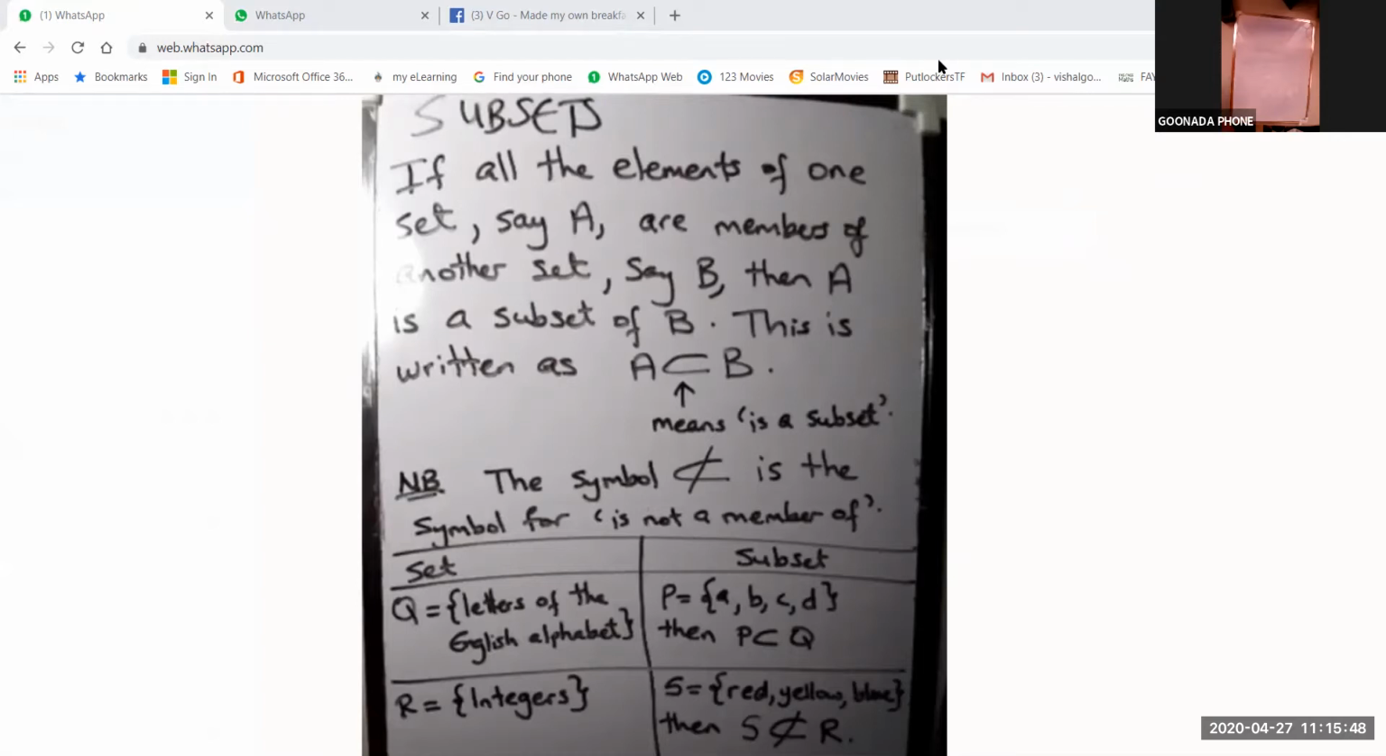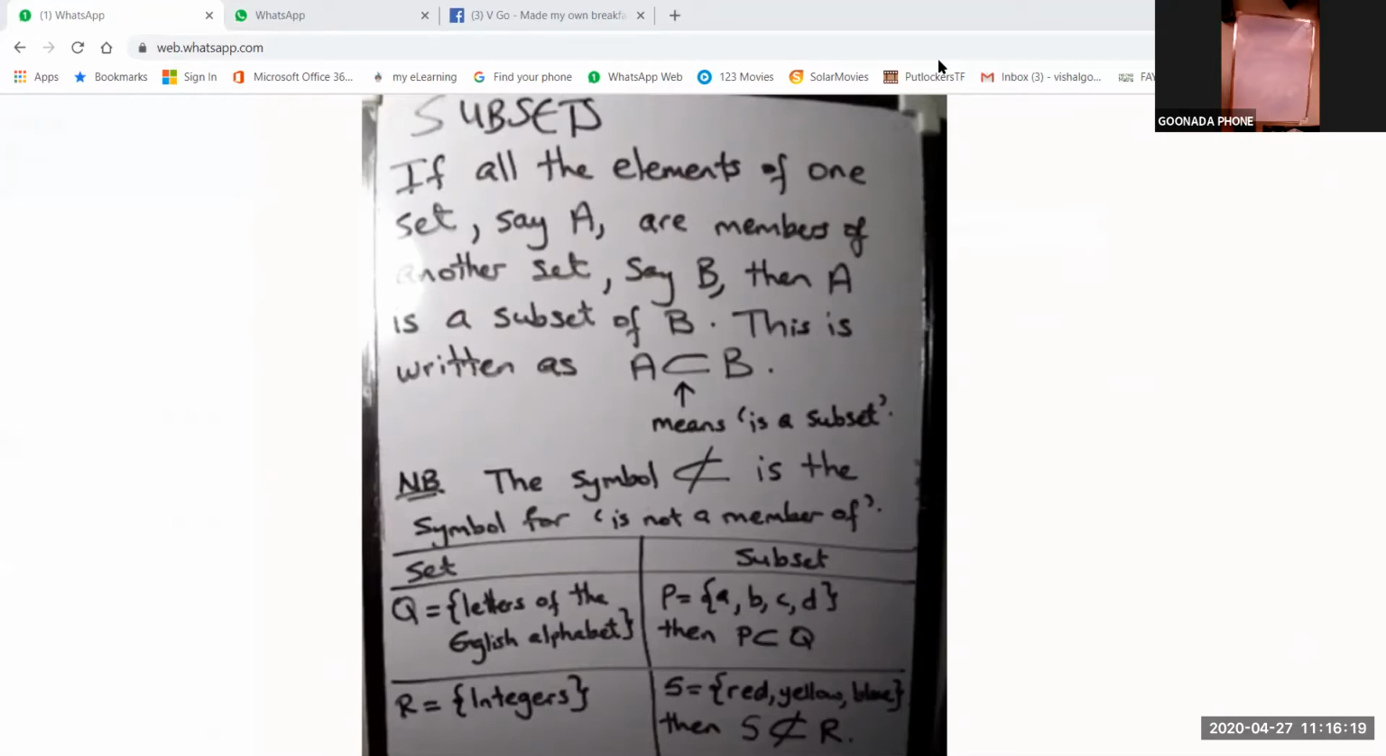Okay, so let me just quickly explain a subset. I more or less explained it with the example just now. So if all the elements of one set, for example A, are members of another set, let's say B, then we can say that A is a subset of B, and this is denoted as A ⊂ B. That's the symbol for subset, right? Of course, the subset symbol with a cross through it is the symbol for is not a subset of. So let us look at the examples here.